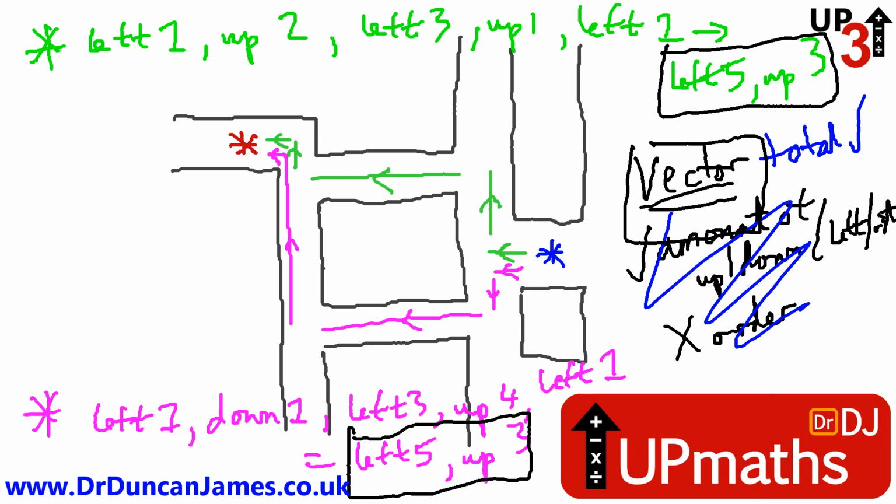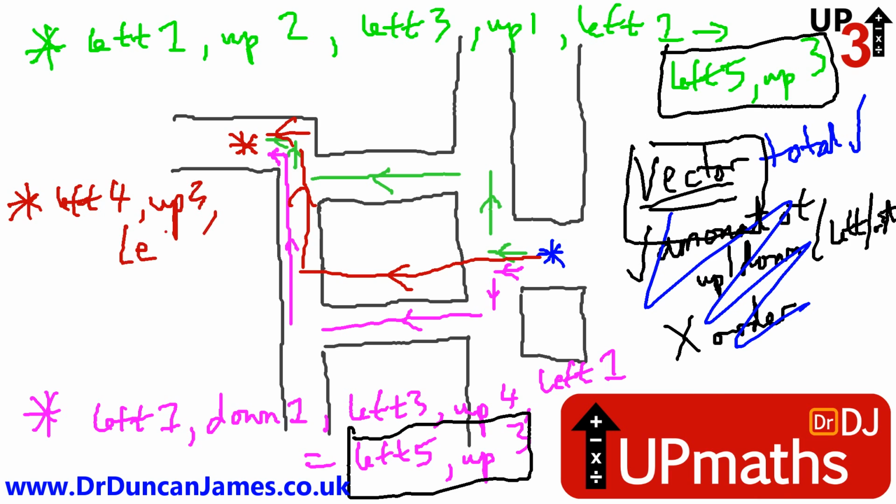The other thing that I like to think of is, if you're drawing a vector, well, you could just go left 4, up 3, left 1. So the red one is left 4, up 3, left 1. And that is left 5, up 3. So that's also the same.